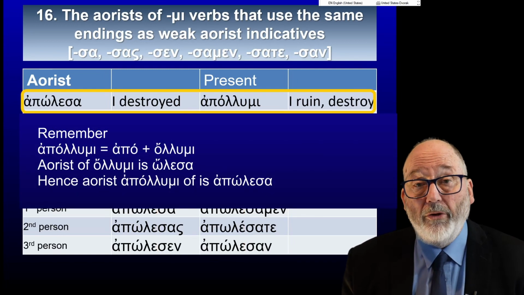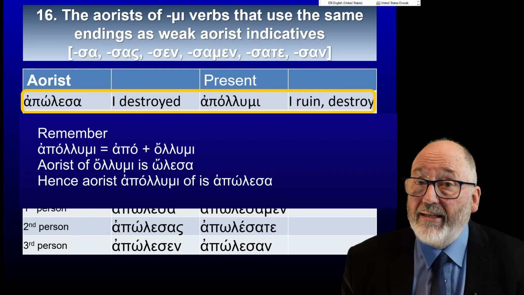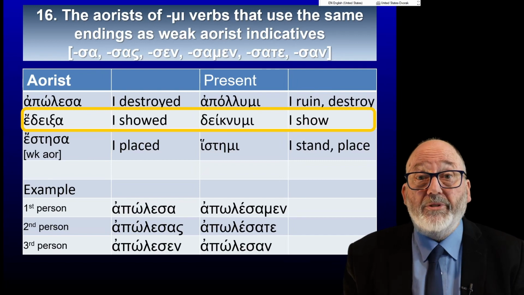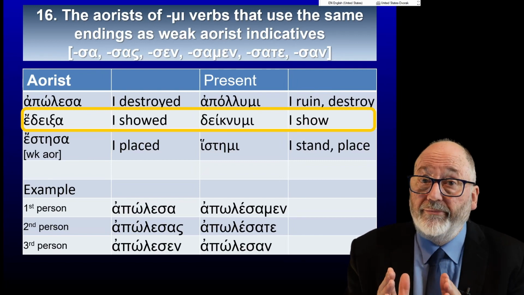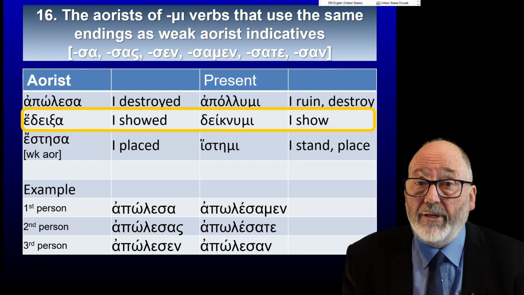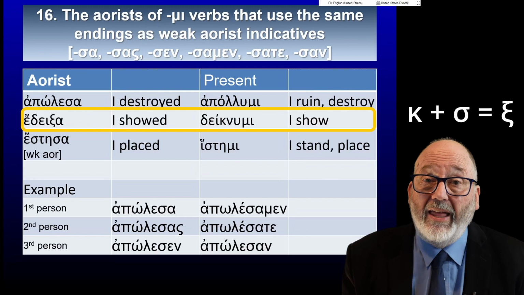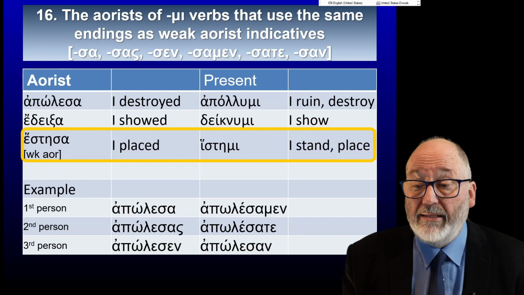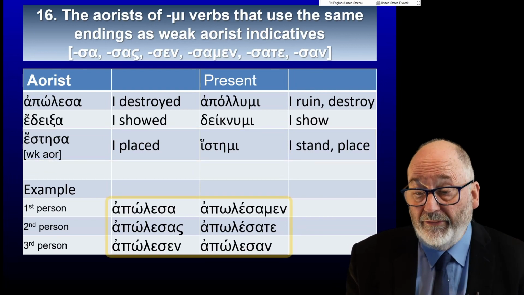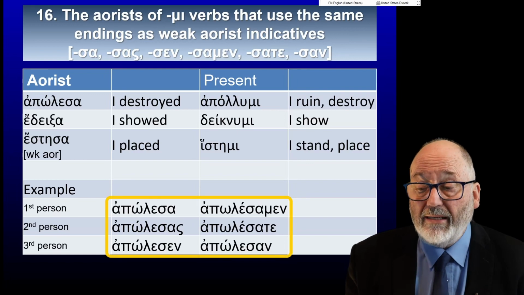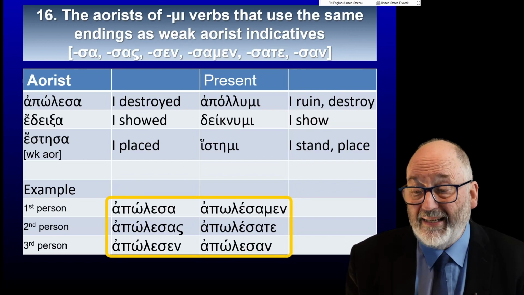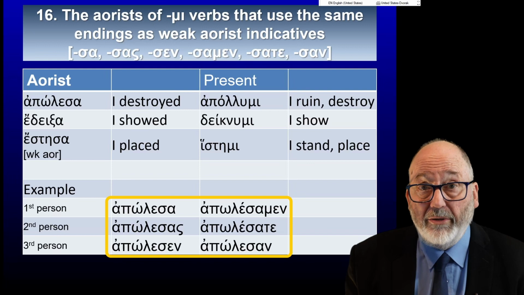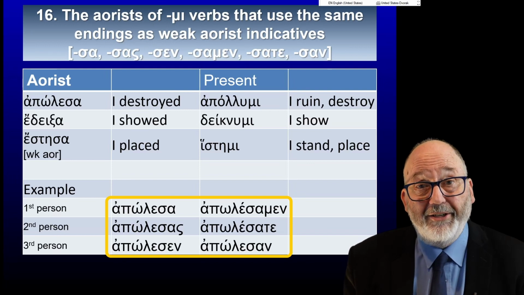So we have apolesa. Well, we can see the sa ending right there. What about edeixa? Remember, a xi ending comes from coalescing a guttural plus a sigma. And we know it's deiknumi in the present indicative active. So it's a kappa that coalesced with a sigma to make the xi. And estēsa, and the sa is there for us to see. The example I've given you is apolesa, apolesas, apolesen, apolesamen, apolesate, apolesan. So that's I destroyed, you destroyed, he, she, or it destroyed. We destroyed, you destroyed, they destroyed.